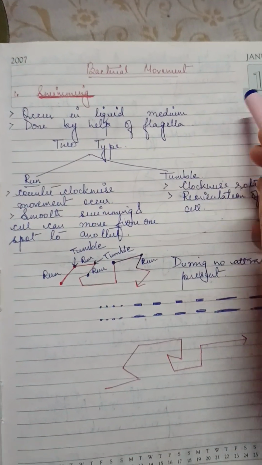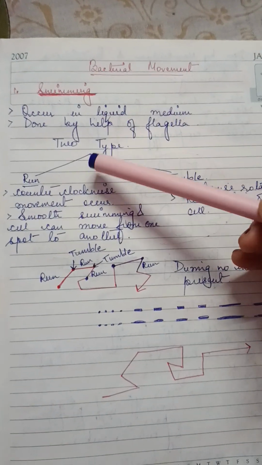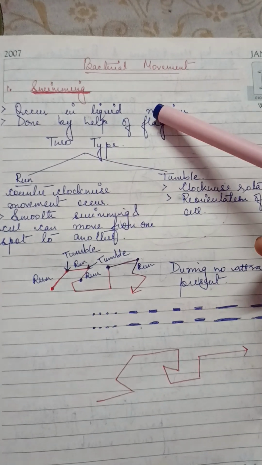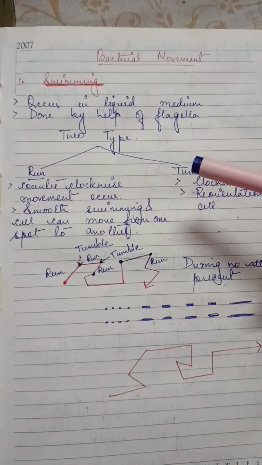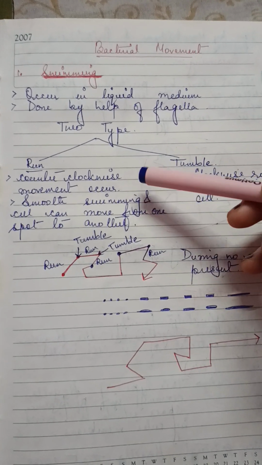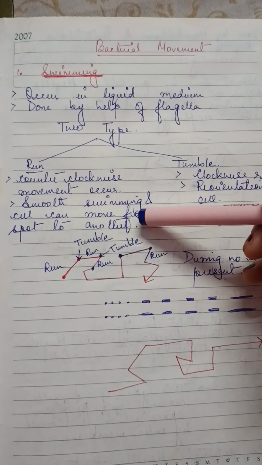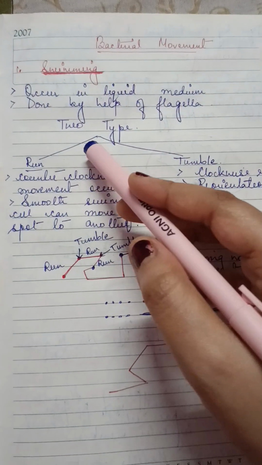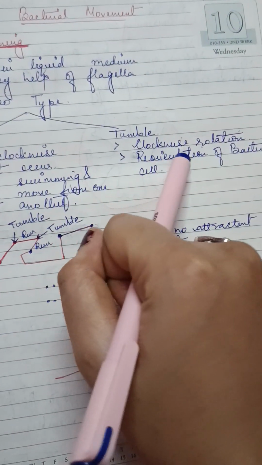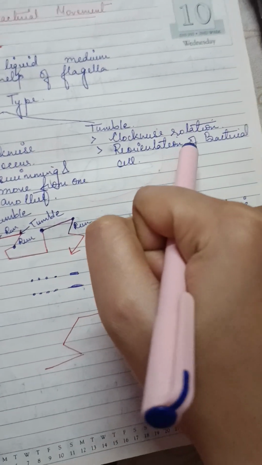Now when we talk about bacterial movement, first is swimming, which occurs in liquid medium with the help of flagella. Two types of swimming are there. One is run, the other is tumble. Run is counterclockwise movement and smooth swimming, and the cell can move from one spot to another. Tumble is clockwise rotation, reorientation of the bacterial cell.